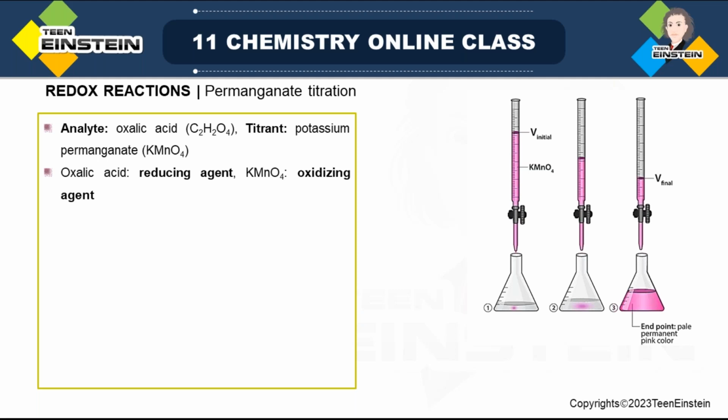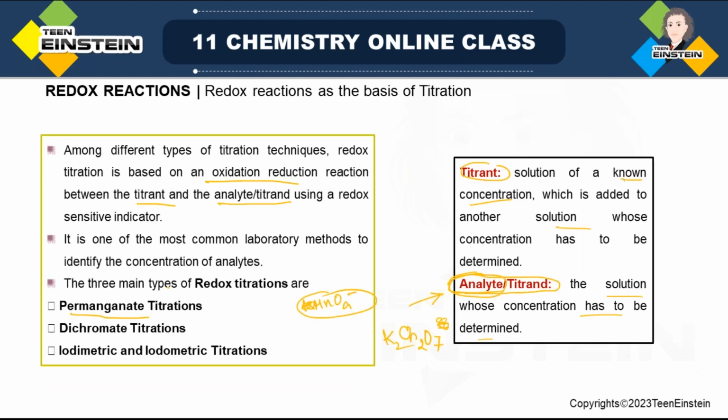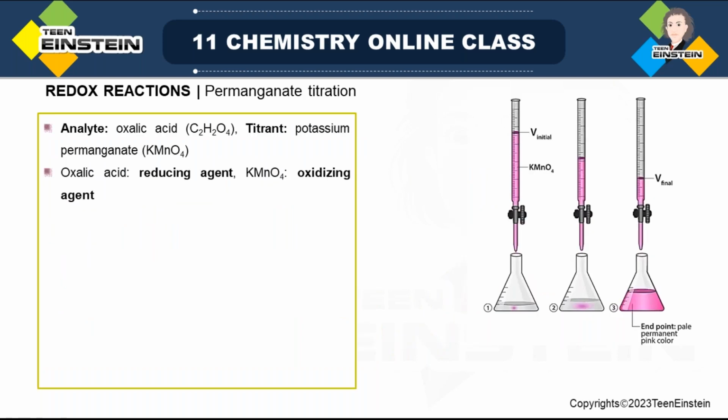Permanganate titration. Here it is mentioned that some sensitive indicator is required. But KMnO4 titration is such a titration where you don't have to add any separate indicator. The KMnO4 color itself can act as indicator. So here, suppose we have taken oxalic acid as analyte. So you are basically determining the concentration of oxalic acid. The formula is written C2H2O4, but actually it is an organic acid. Its structure is like this.